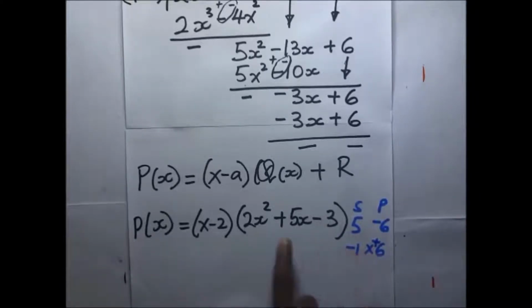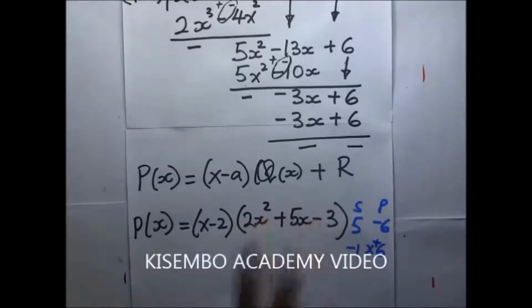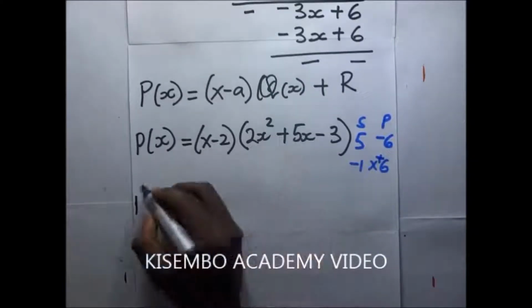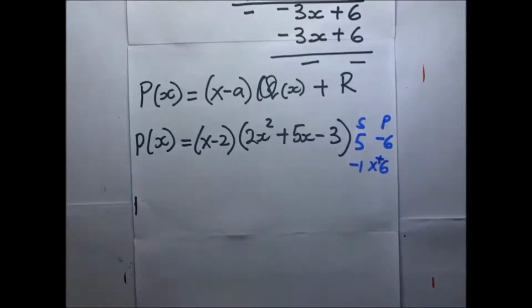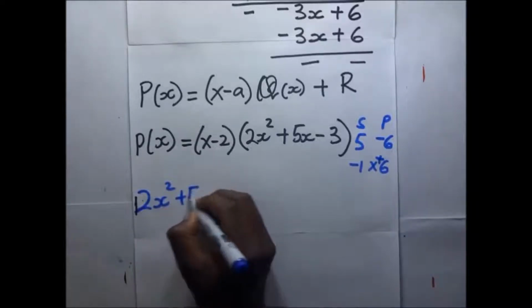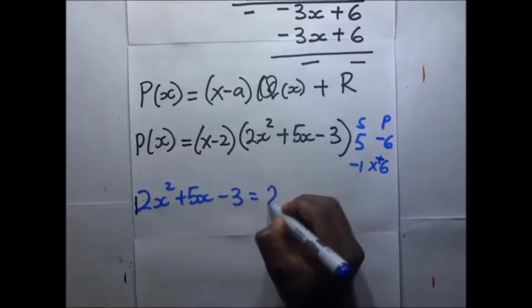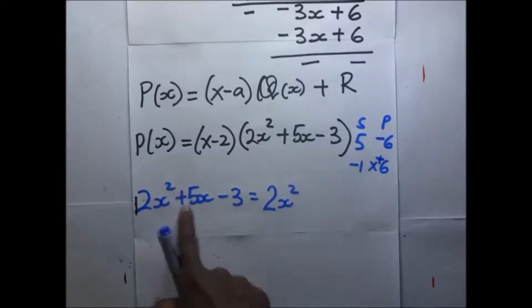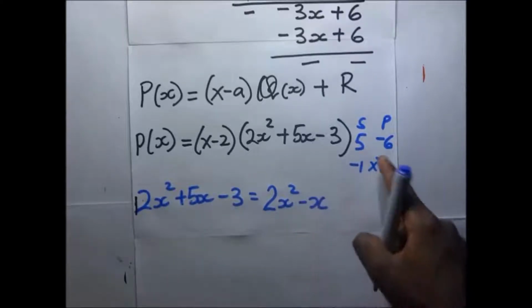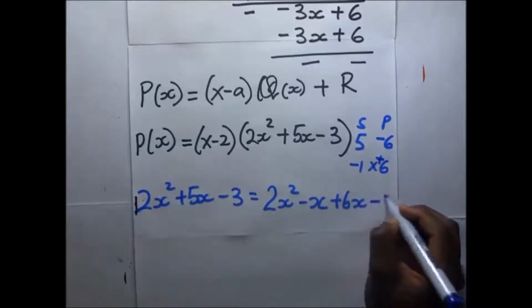So we'll use those two to replace this middle term in our prime factorization. So prime factorizing 2x squared plus 5x minus 3 is going to become 2x squared. Now this plus 5x is replaced by these two, so it's going to be minus x plus 6x. Then we'll come to this minus 3.